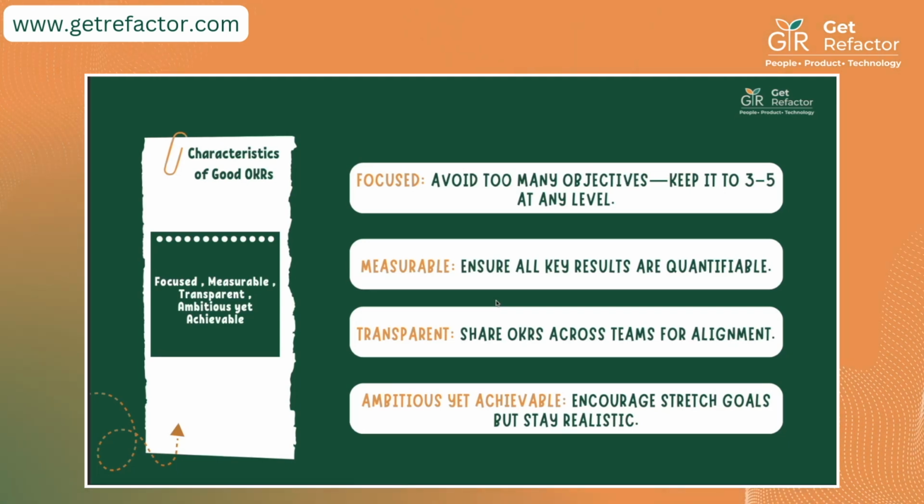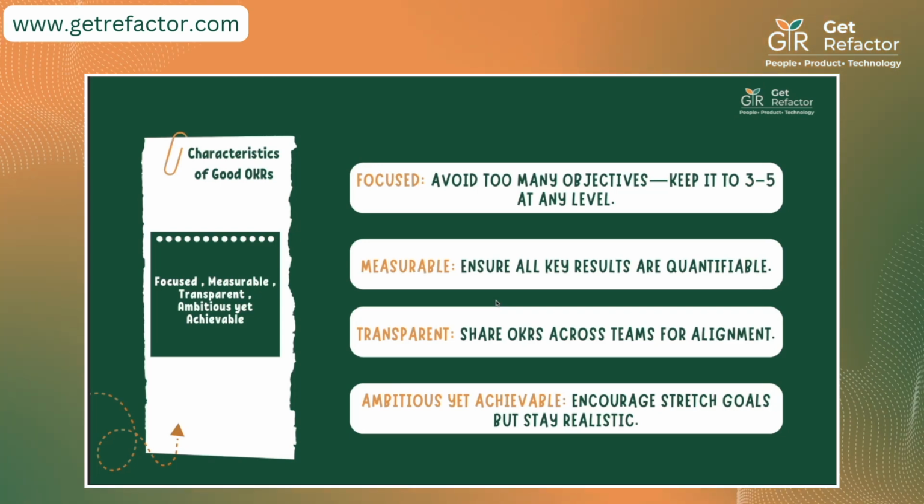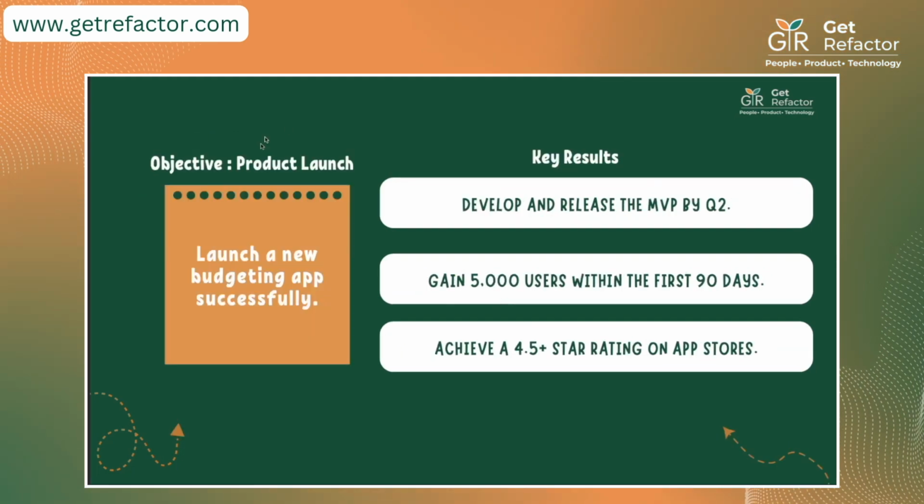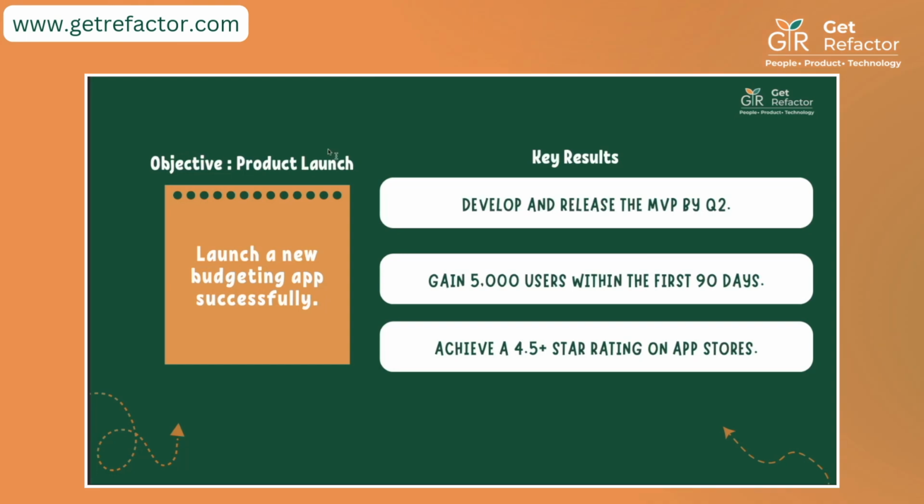Okay. So every year there will be tactical goal setting and strategic goal setting meetings, which happen once a year, and you have to be clear on how we are progressing. So suppose, for example, launching a new app, a new budgeting app successfully. So that is an objective.